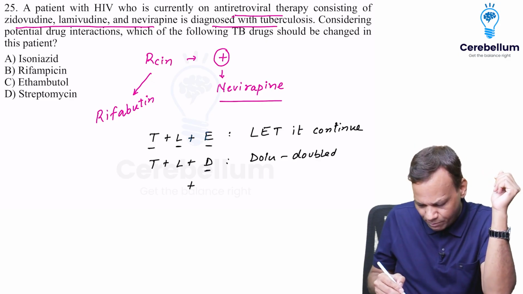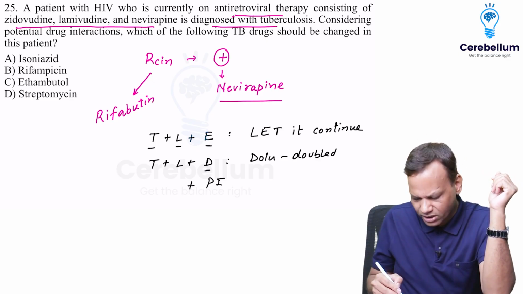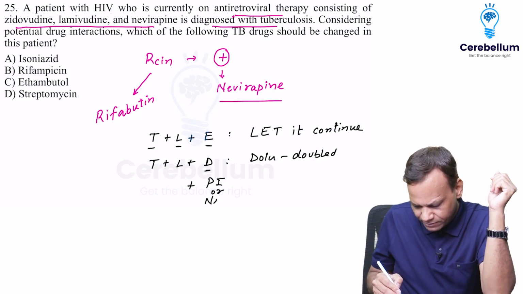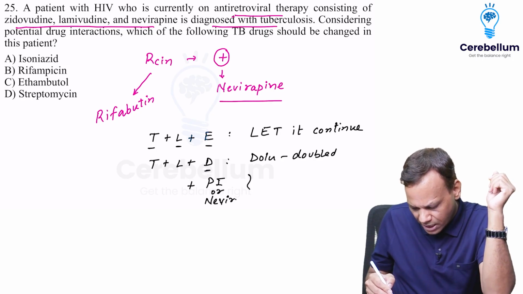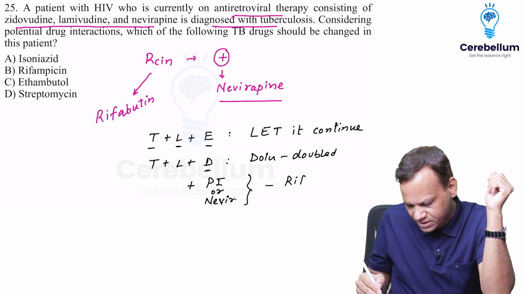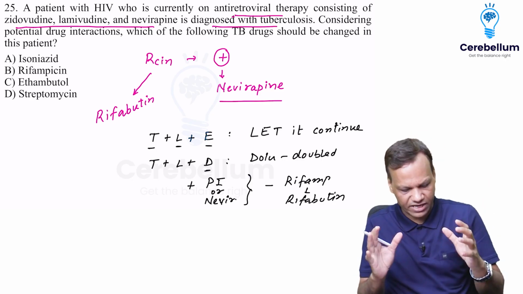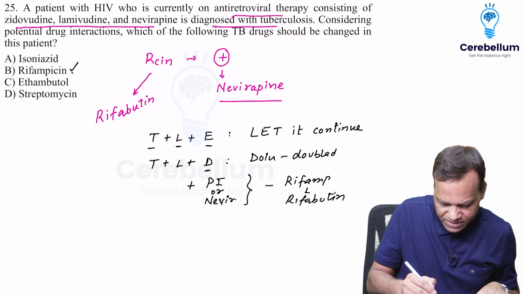But if a person is taking a protease inhibitor or nevirapine, then we do not use rifampicin. So change rifampicin to rifabutin. So these are the guidelines you need to remember for TB and HIV. So the answer here is rifampicin.